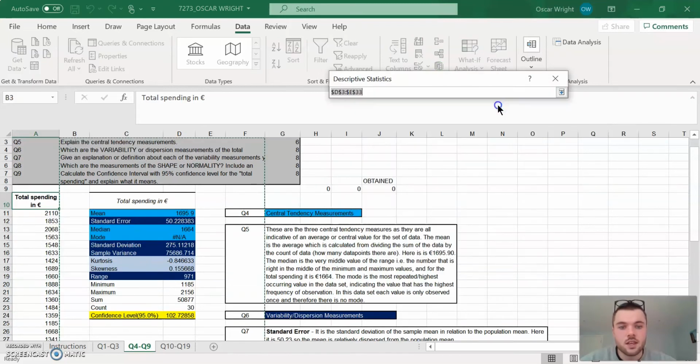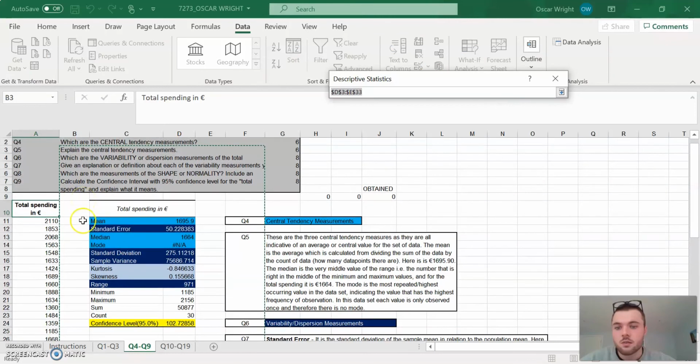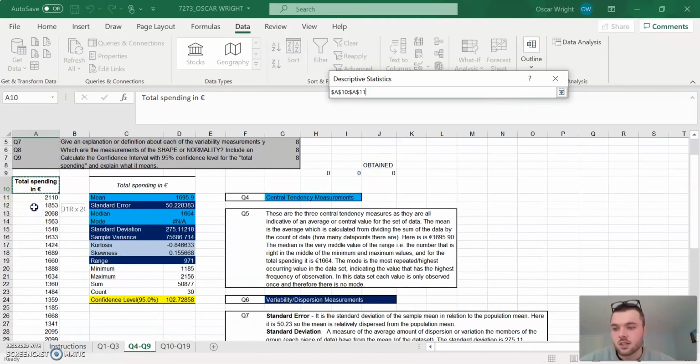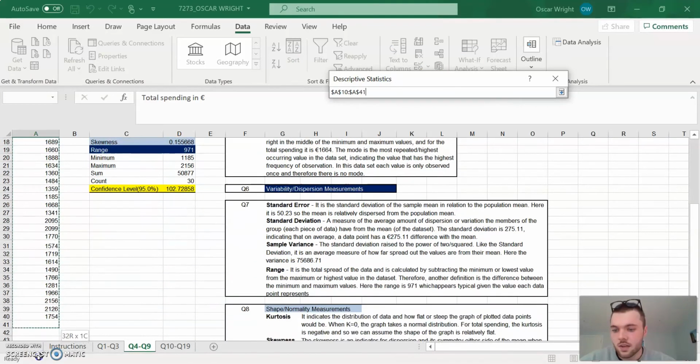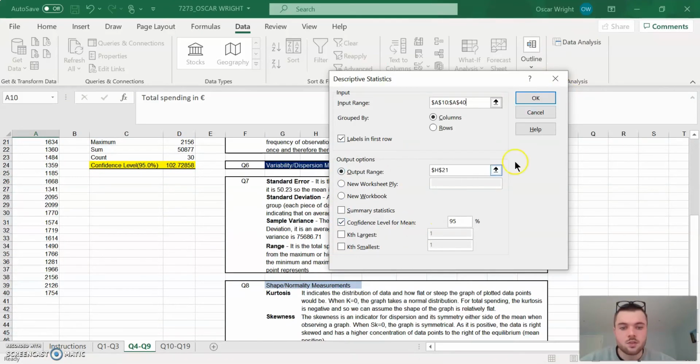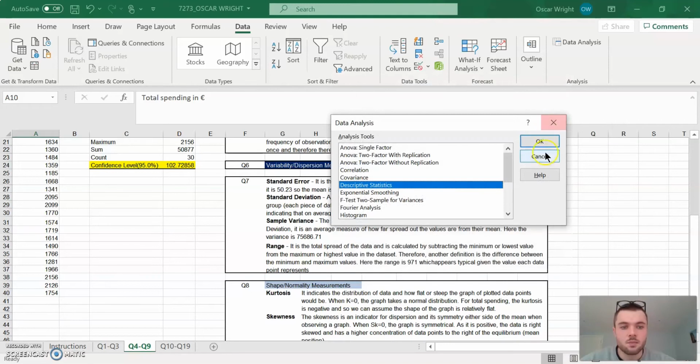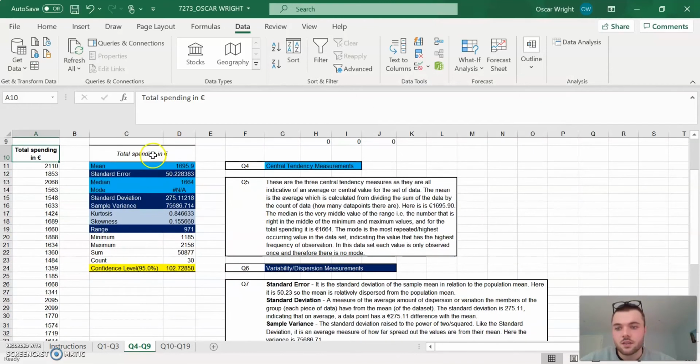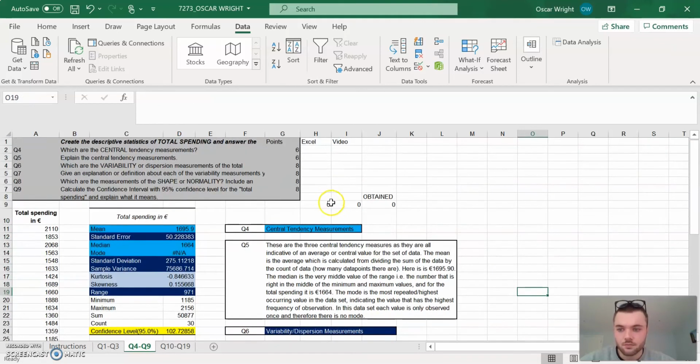The only difference is that for our statistics, we're going to just select the data that we have here. And we can do our output the same as we did last time, but as we already have the table produced here, I'm not going to bother doing it again.